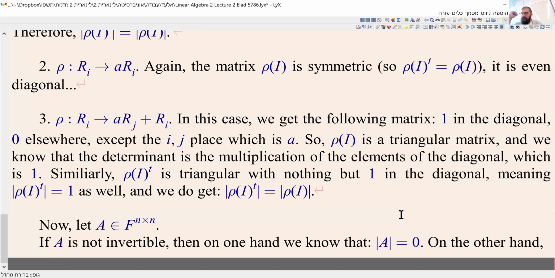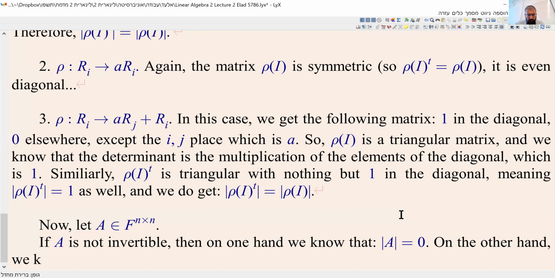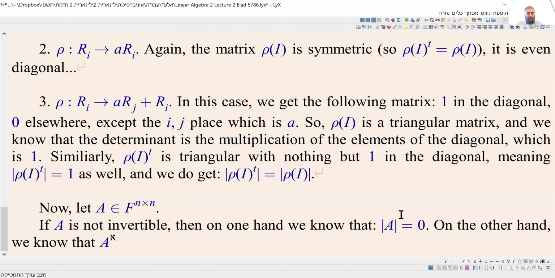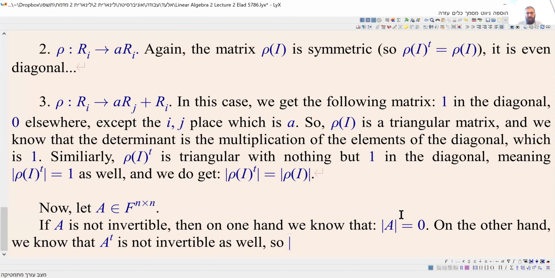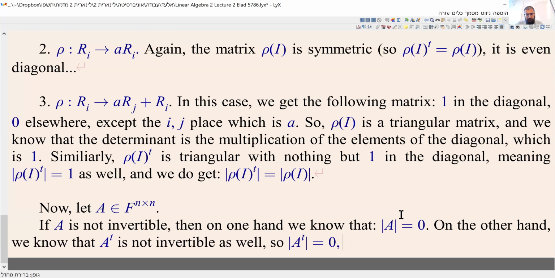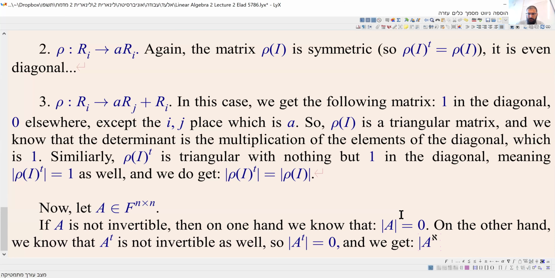we know, and that is some knowledge from linear algebra 1, which was very fun, that if A is not invertible, A transpose is not invertible as well. So the determinant of A transpose is also 0. And we do get that they have the same determinant.